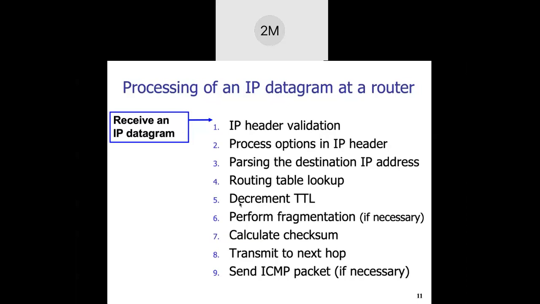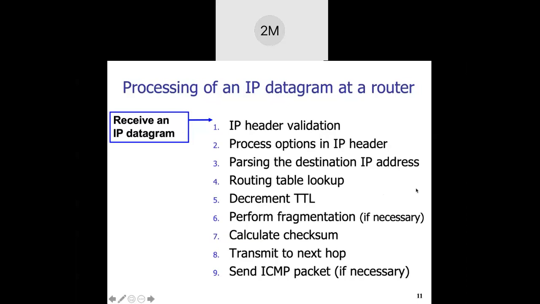Because MTU is the concept or term that decides how much maximum packet size can be allowed in that particular network. It is called the maximum transmission unit. If your packet contains more than that, it needs to be fragmented. It needs to be converted into smaller sizes. That particular process is called fragmentation. So it will fragment that particular packet.